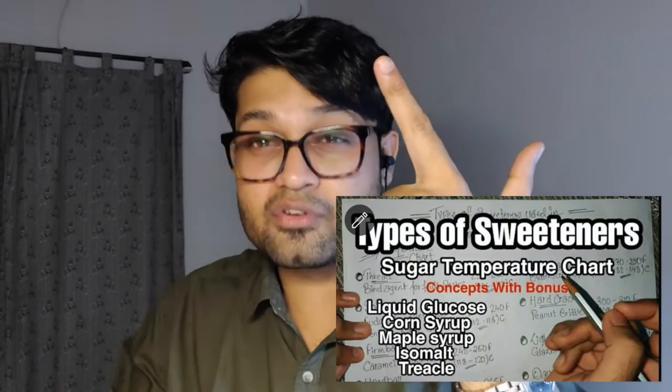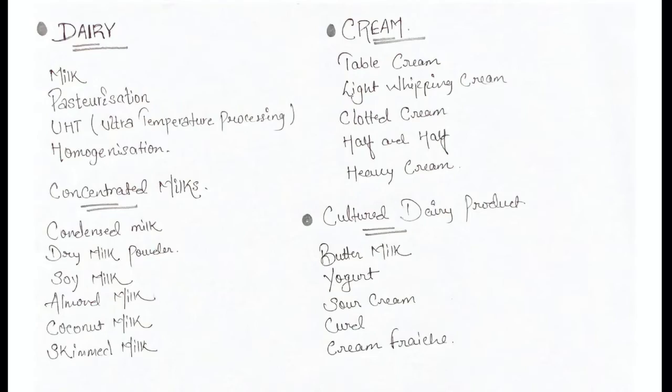Clear? So understand the ingredients, what kind of sugar you're going to use, dextrose or castor sugar or grain sugar. There are many types of sugar. Let's say, for example, you can see here I have written on the paper cream, a cultured dairy product, then concentrated milk, then dairy.